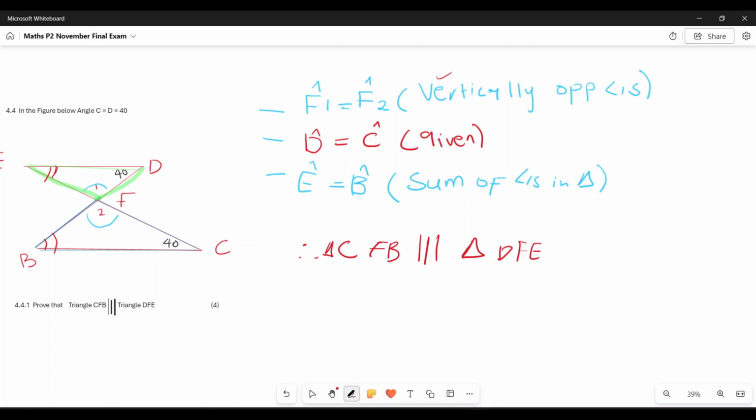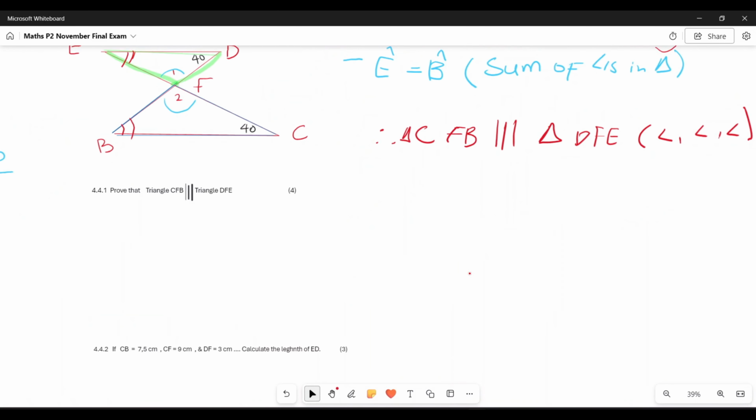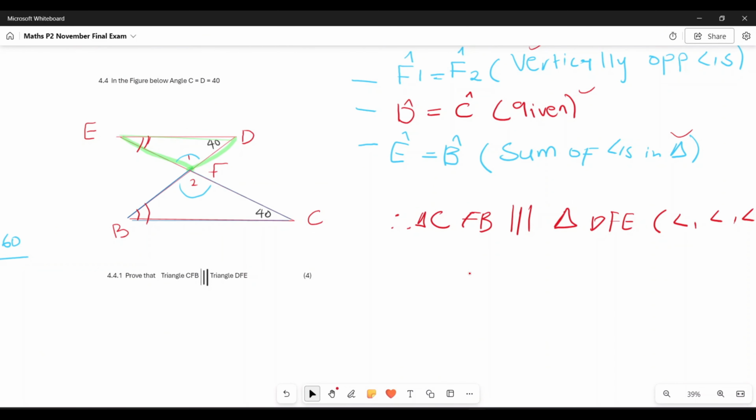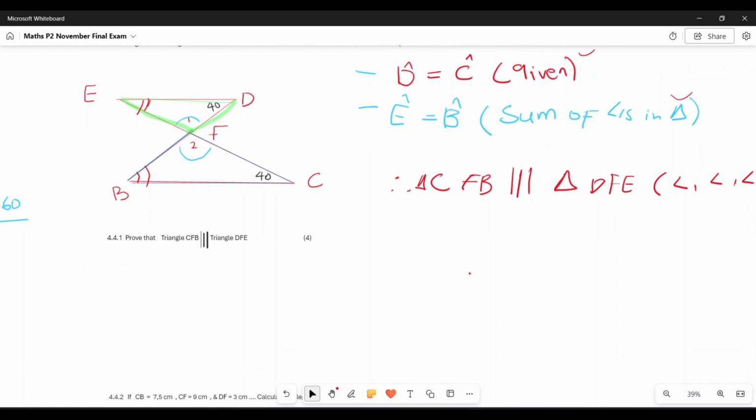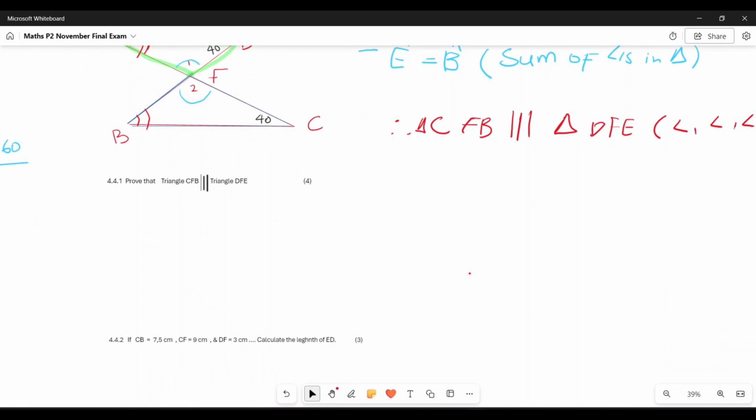And because I've proven three angles, as you would always need to do whenever you're proving similarity, my reason is going to be angle, angle, angle. Now, whenever you are asked to prove a similarity question, always expect to be asked to determine the length of one side of a triangle. As you can see, in 4.4.2, they've given us the lengths of CB, CF, as well as DF, and they want us to calculate the length of ED.